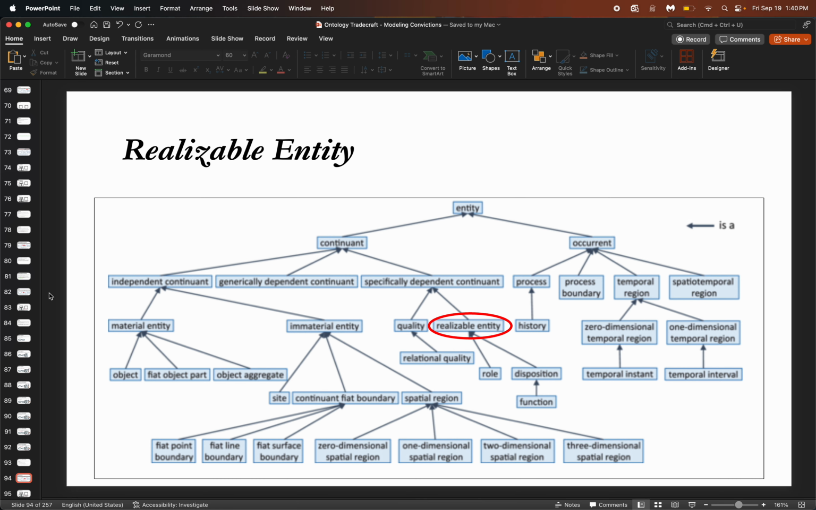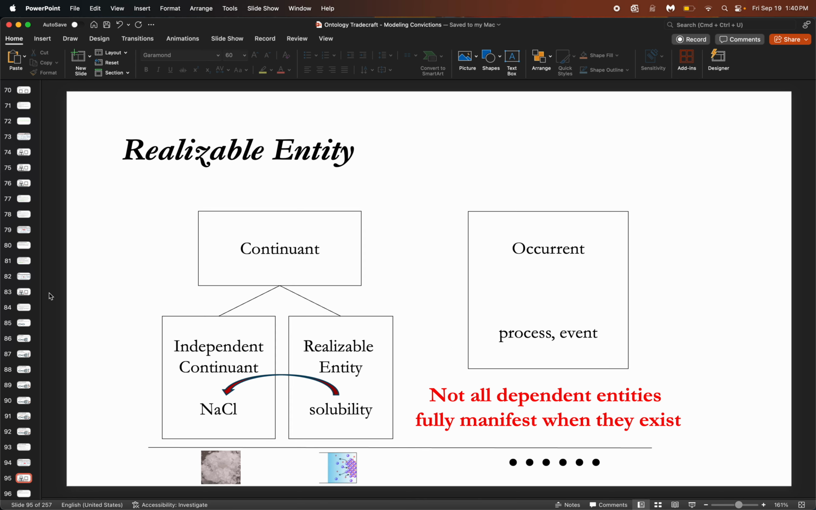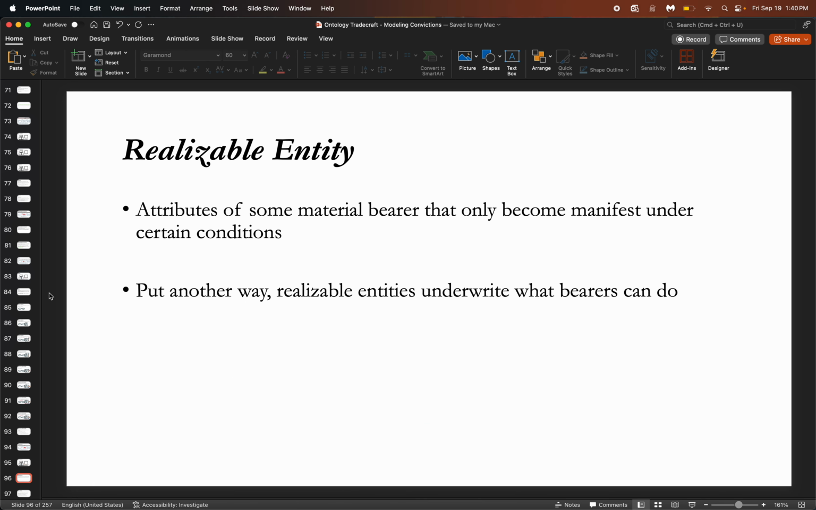In any event, realizable entities are another type of specifically dependent continuant. And here, these are dependent entities that need not fully manifest when they exist at all, such as solubility, which inheres in sodium chloride. So, attributes of some material bearer that only become manifest under certain conditions is characteristic of the class realizable entity. These are just saying realizable entities underwrite what bearers can do.